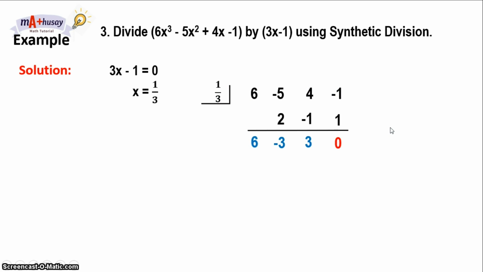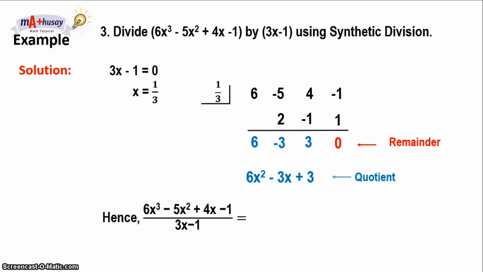Now, we have completed the third row, right? So, clearly, we have no remainder. Now, we write the quotient q of x. Take note that the degree of the q of x must be 1 less than the degree of p of x. In this case, the leading term is 6x cubed. So, our quotient should start with x squared. So, using these numerical coefficients, we have 6x squared minus 3x plus 3. And that is your quotient. And in this case, your remainder is 0. So, when 6x cubed minus 5x squared plus 4x minus 1 is divided by 3x minus 1, it's equal to 6x squared minus 3x plus 3.